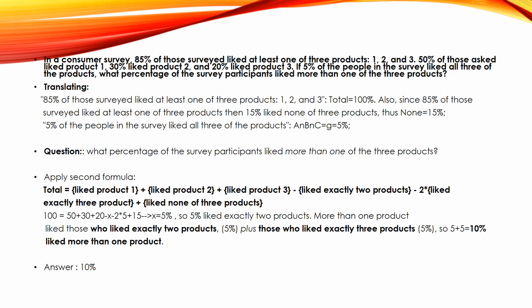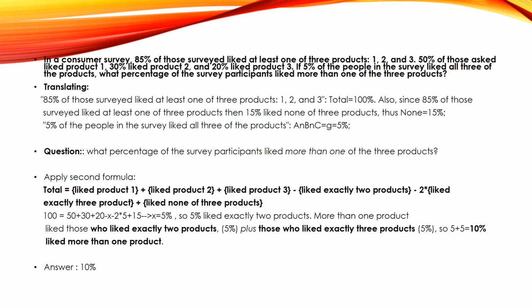So translating this, we get 85% of those surveyed liked at least one of three products 1, 2, and 3, which means total is equal to 100%. Also, since 85% liked at least one of three products, then 15% liked none of the three products. Thus, none is equal to 15%. 5% of the people in the survey liked all three of the products. So A∩B∩C is equal to G is equal to 5%. The question is, what percentage of the survey participants like more than one of the three products? You apply the second formula.